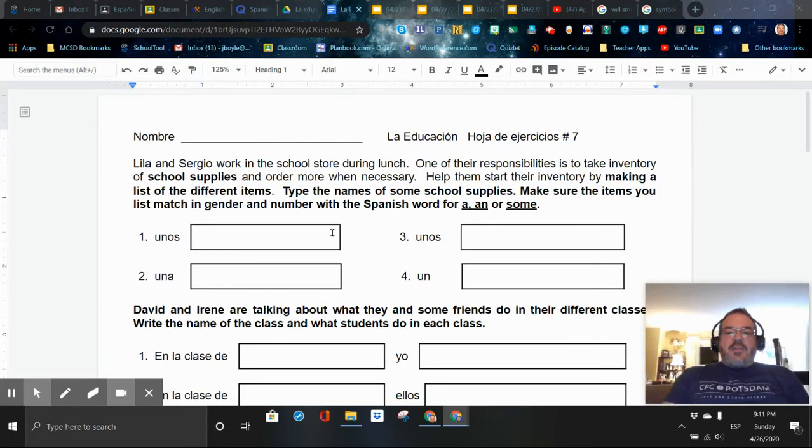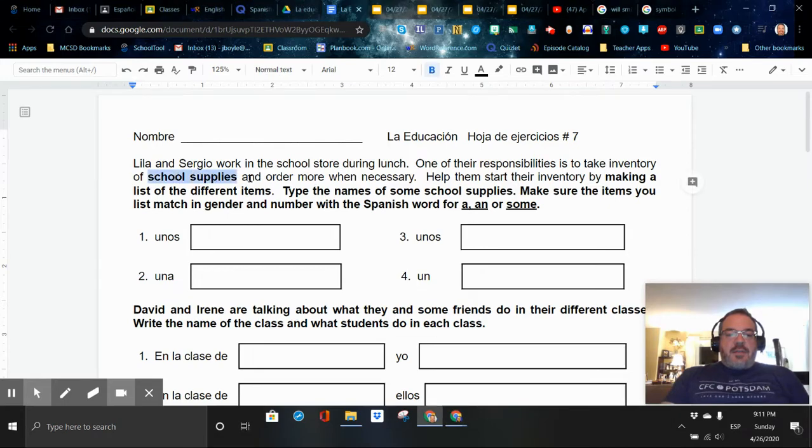Let's talk about how to do this worksheet. It's pretty straightforward, but what you have to do here is think of some items. These are school supplies, okay? Lila and Sergio work in the school store, and they need to make a list of school supplies.